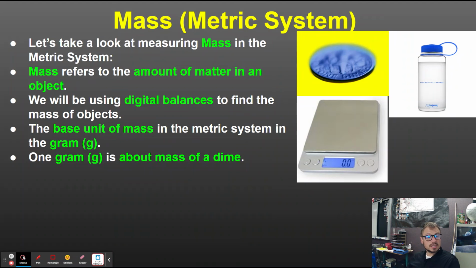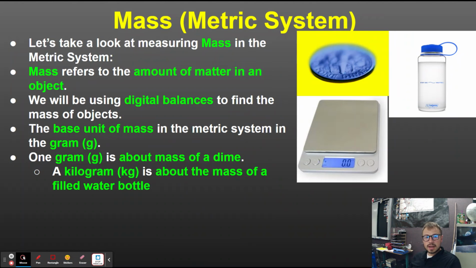1 gram is about the mass of a dime. So if you think about holding a dime, that's about the mass of 1 gram. Now, a kilogram is about the mass of a filled water bottle. So if you have an Nalgene, that's about the mass of 1 kilogram, or maybe like a textbook. It's a little over 2 pounds. So yeah, that would be 1 kilogram.